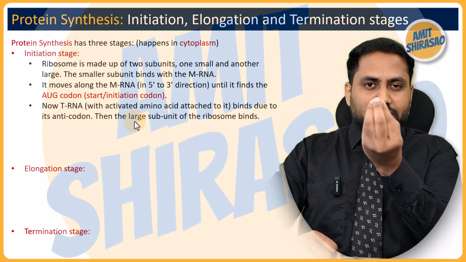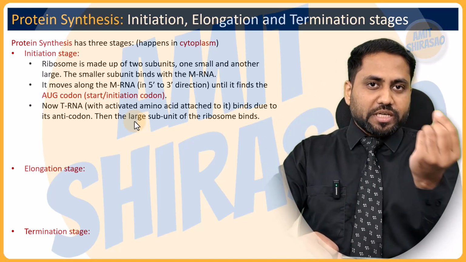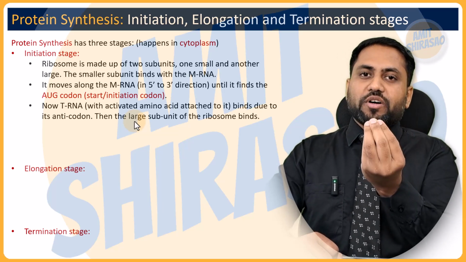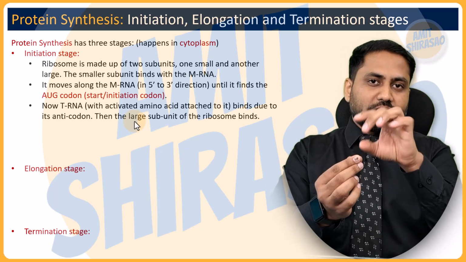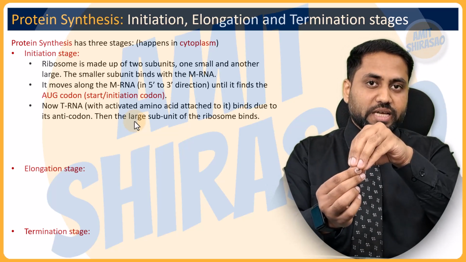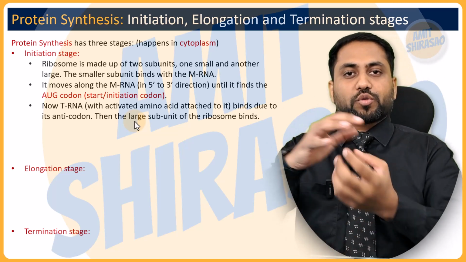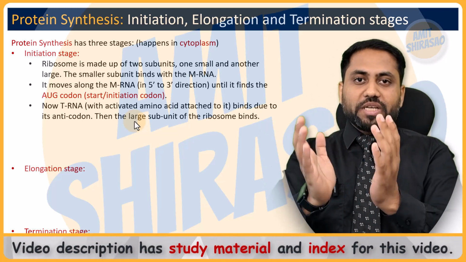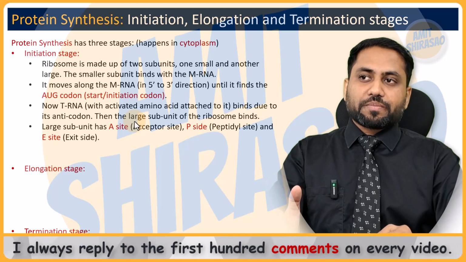The small ribosomal subunit was anyways moving across the mRNA from 5' to 3' direction. It found the start codon. As soon as it finds it, the tRNA carrying a particular amino acid for that start codon will get attached over there, and on top of it, the large subunit of the ribosome will also get attached. Now the ribosome is complete, and this whole thing is called the initiation complex.